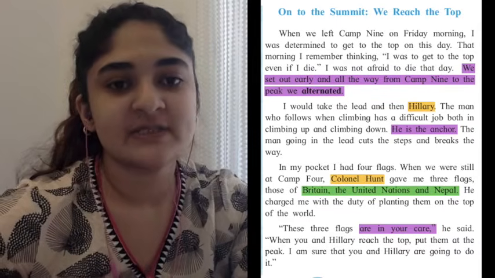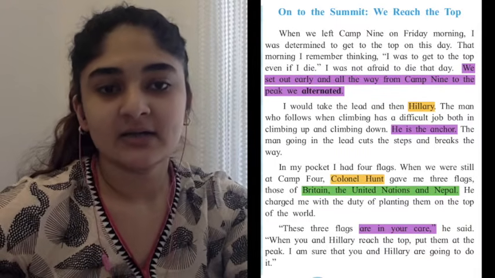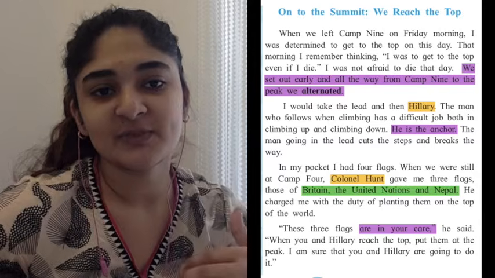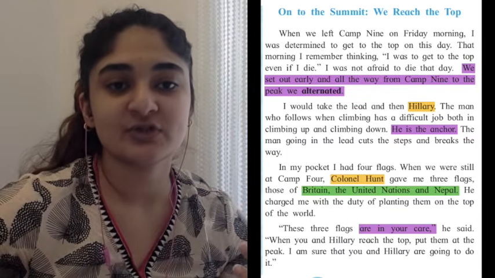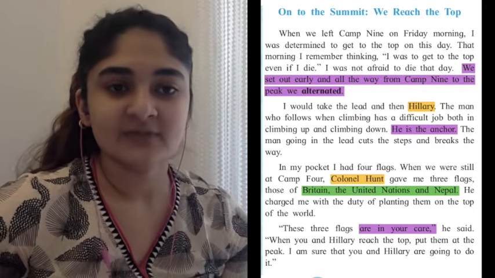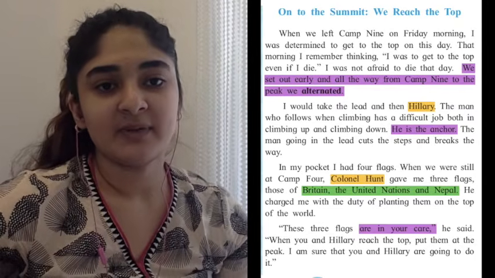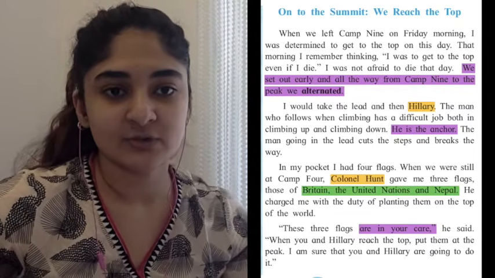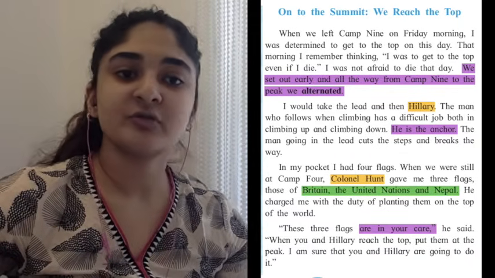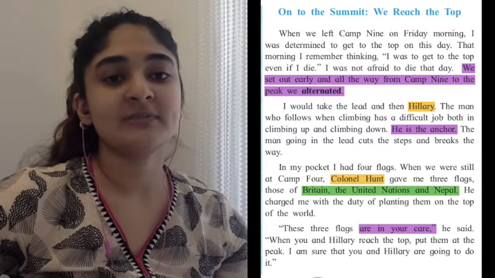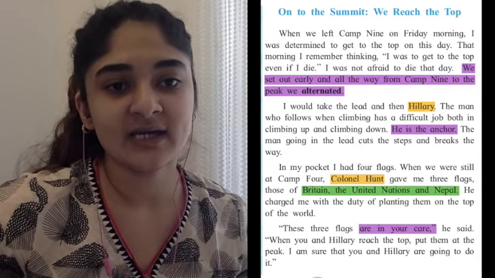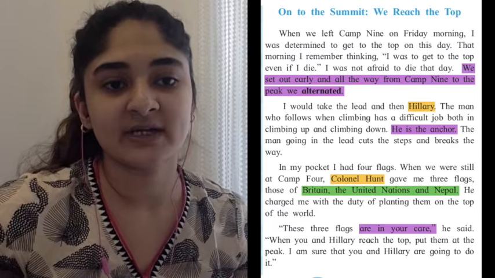So, explaining the first paragraph, we can see that the author, who is Mr. Tenzing over here, has written the story in first person. उन्होंने खुद के पर्सपेक्टिव से ये स्टोरी बताई है. एवरीवेयर यूज द वर्ड्स आई, मी, माई सेल्फ, मतलब वो अपने आइज से ये स्टोरी बता रहे हैं. The first paragraph reads that basically Camp 9, there are various camps on their way up to the summit. वो Camp 9 पे थे on Friday morning, and they decided that they want to reach the top on that day itself. And Mr. Tenzing, who is the author, had thought to himself that he was not afraid to die, even if he were to die when he was getting to the top.